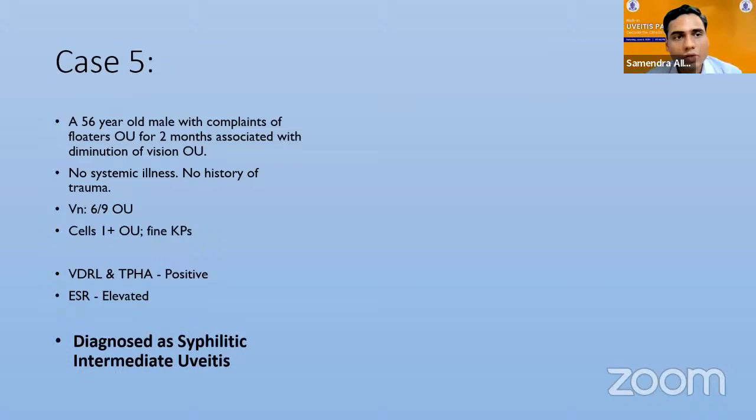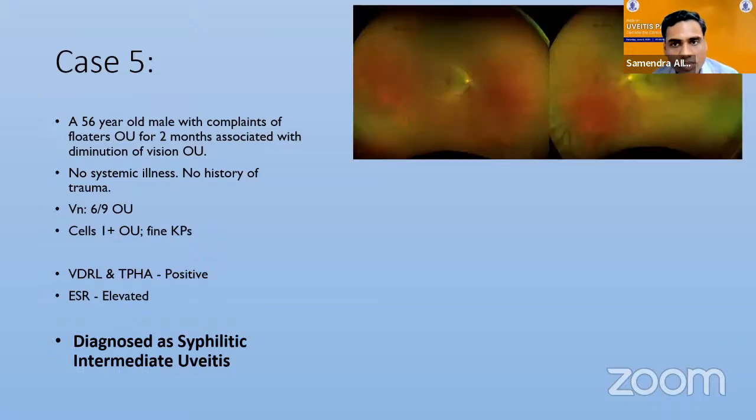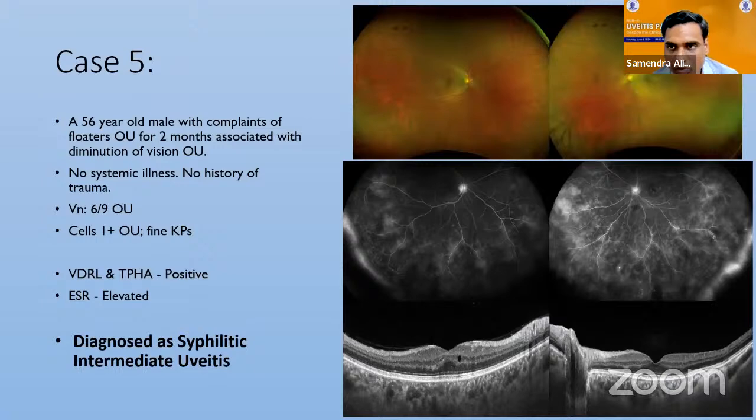Case 5 was a 56-year-old male, complains of floaters, 2 months associated with diminution of vision. Vision was 6/9 in both eyes, cells were 1+ in anterior chamber, fine KPs. VDRL TPHA turned out to be positive with elevated ESR. This patient was diagnosed as syphilitic intermediate uveitis. You can see that on FFA, there is a diffuse leakage of the vessels, there is a disc leakage, there are a few cystic spaces on OCT.